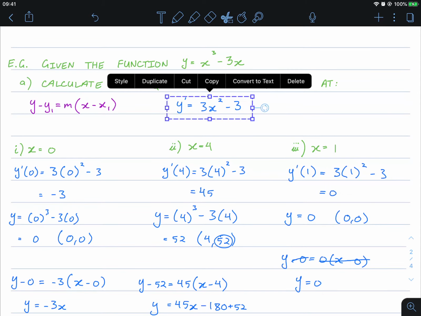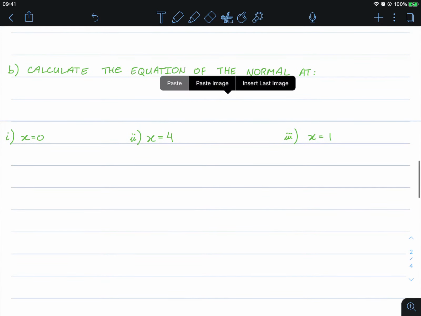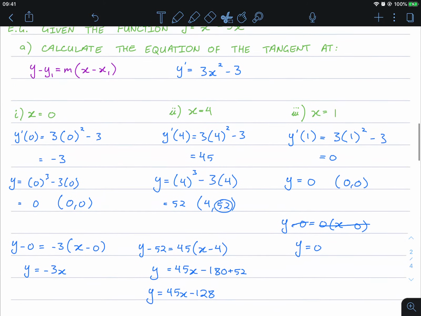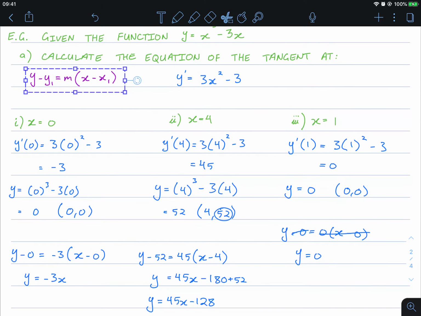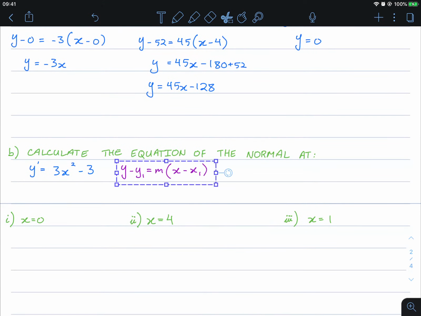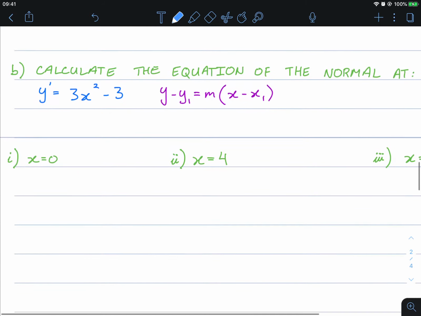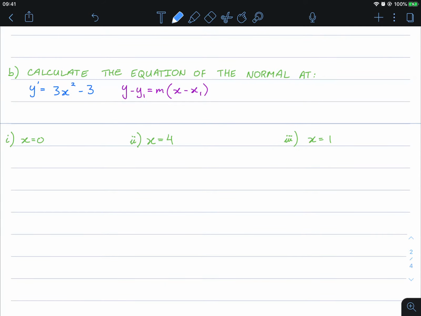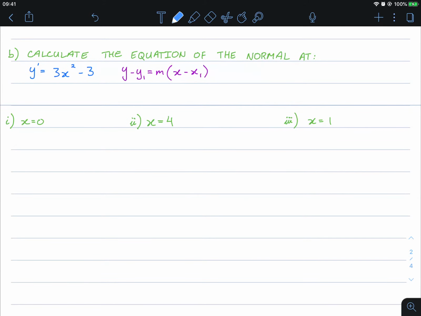Well, since we already have the derivative from the previous example, let's use this again because we still need to find the gradient of these tangents. Let's also just copy this one down just so that we remember how to utilize it. So here we go. To find the equation of the normal, we're still going to be using the point gradient formula. So we still need y1 and x1. But we also need the gradient.